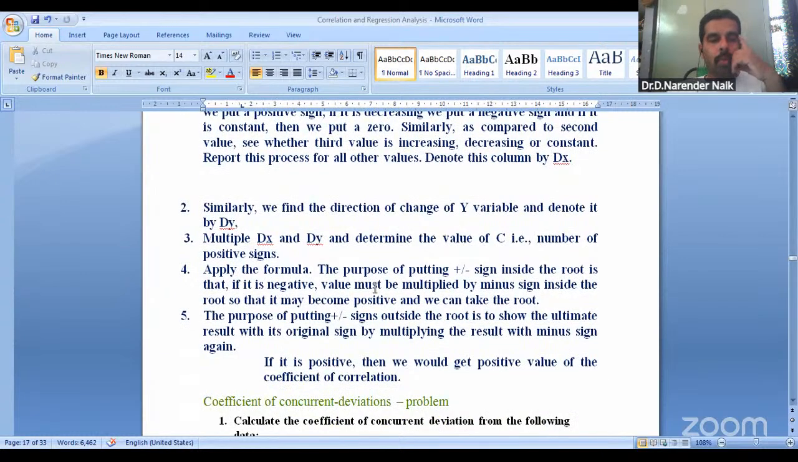So we go for the problem. While we are doing the problem, the doubts will be clarified. Before that, we multiply dx and dy and determine the value of c, that is the number of positive signs. Apply the formula. The purpose of putting the plus or minus sign inside the root is that if it is negative, the value must be multiplied by minus inside the root so that it may become positive and we can take the root. The purpose of putting plus and minus sign outside the root is to show the ultimate result with its original sign, by multiplying the result with the minus sign.